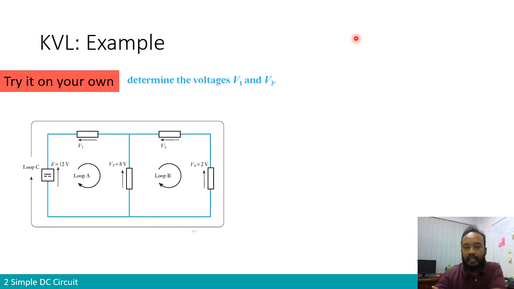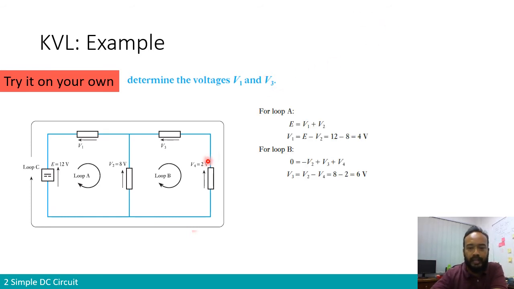So let's have a look at the answer. How do we do it? We need to isolate the unknown, which is V1. If we write it in loop C, we find the supply EMF E equals 12 volts, and then we encounter minus V1, minus V2, and minus V4. V4 is known as 2 volts. So in loop C, we have two unknowns, V1 and V2. We cannot find them using just this loop, because we have one equation with two unknowns. So let's look at loop A and loop B separately.